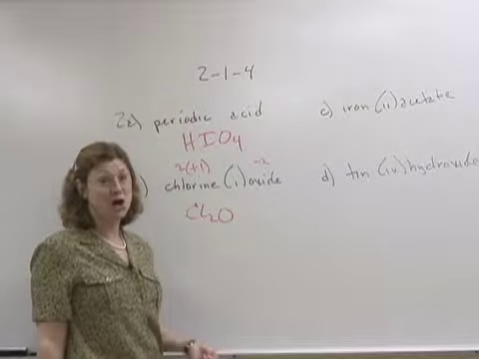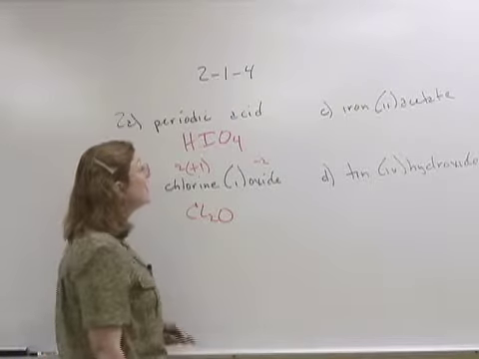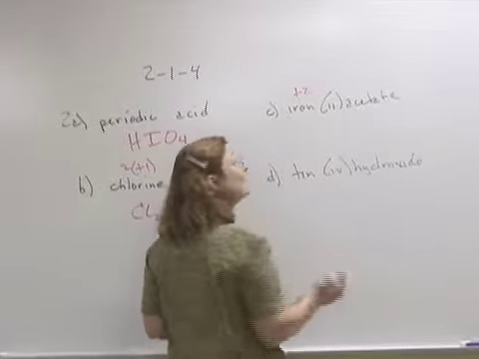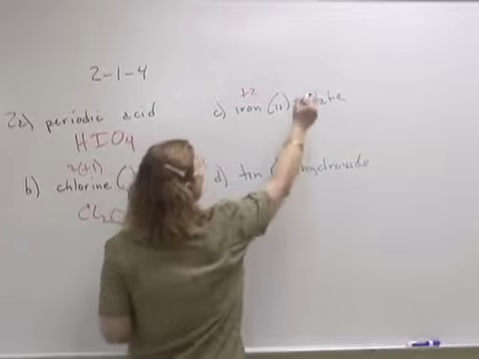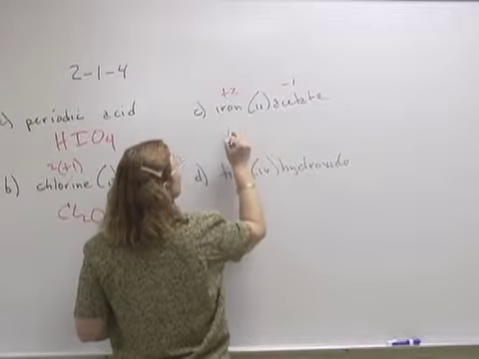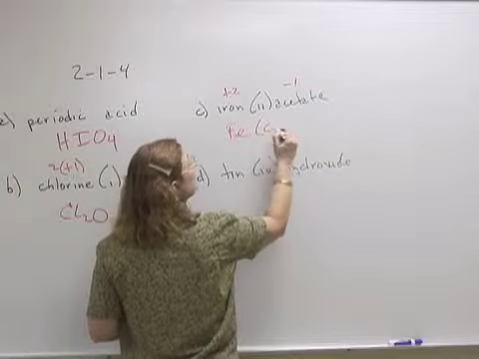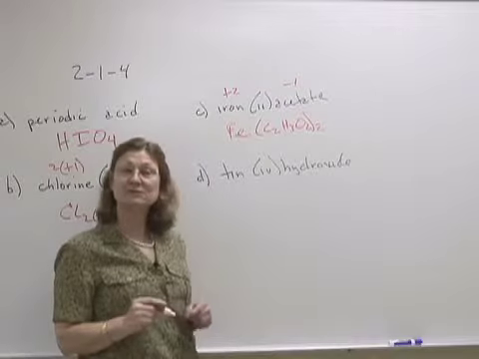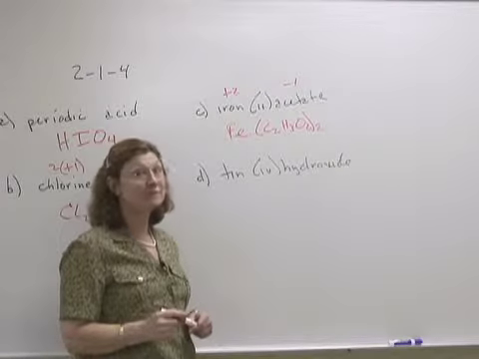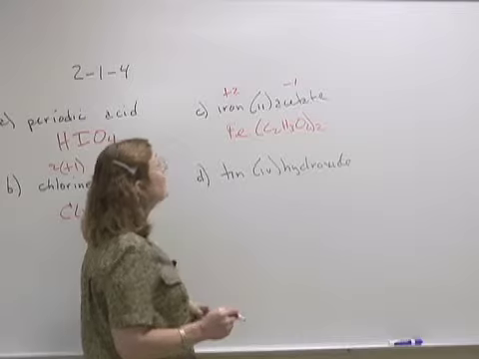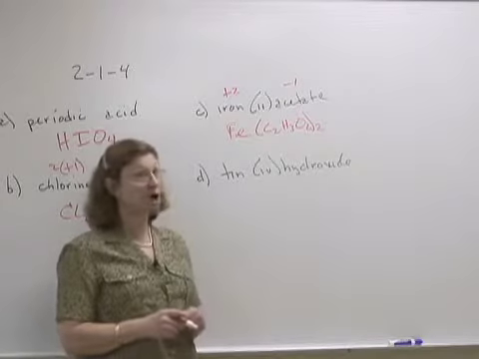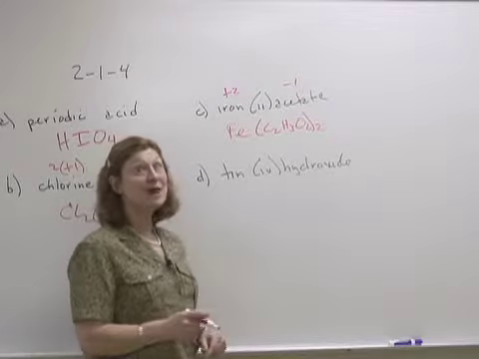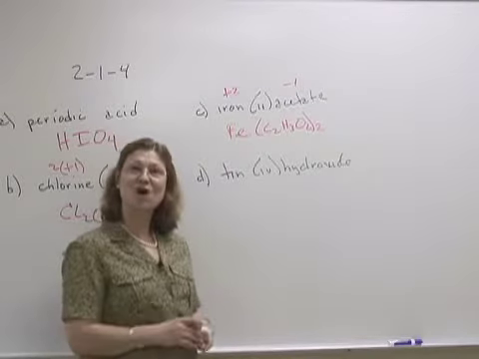Therefore, they are non-electrolytes. In the case of C, I'm given a Roman numeral here, so that means that iron is +2. Acetate is -1. Fe(C2H3O2)2, twice because compounds must be 0. This is a salt, and therefore it is a strong electrolyte because all salts are strong electrolytes except for the mercury salts, and iron is not mercury. Therefore, it is a strong electrolyte.